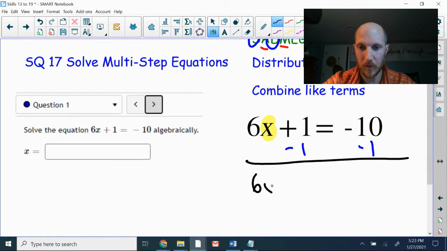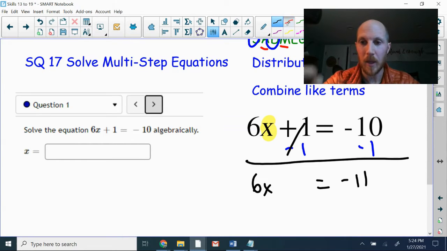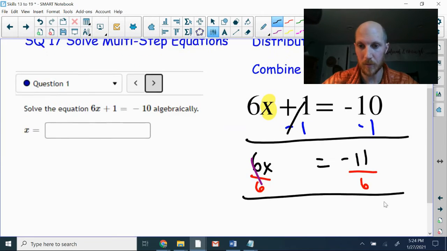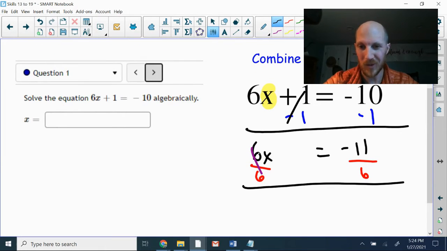That will give me 6x. These cancel. And negative 10 minus 1 is going to be even more negative, right? I had a negative number and I subtracted more, so it's going to be even more negative. Okay. And then I'm going to divide to get the x by itself, divide on the other side of the equal sign also. These are going to cancel. So the 6 is canceled here, but the x remains.